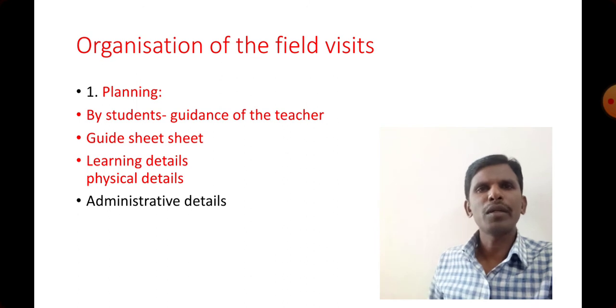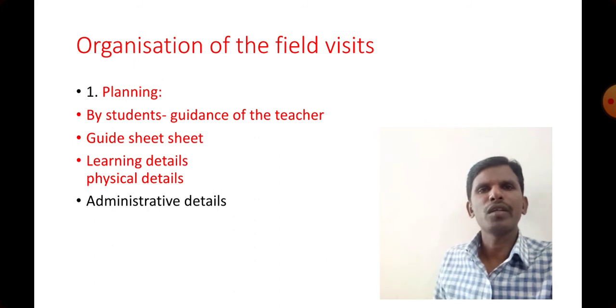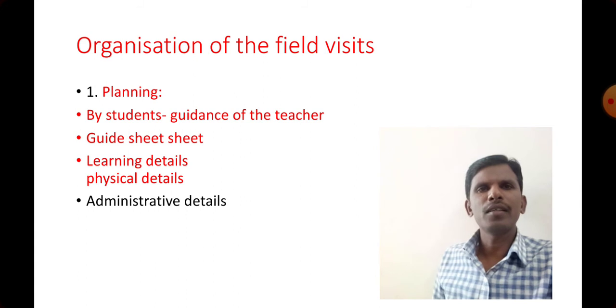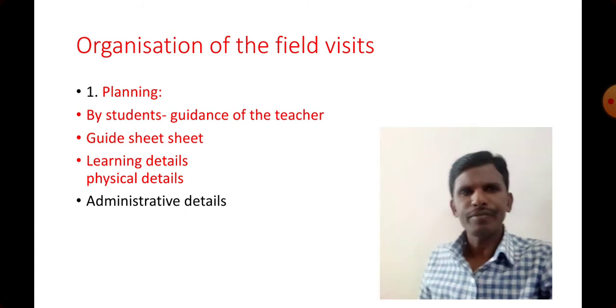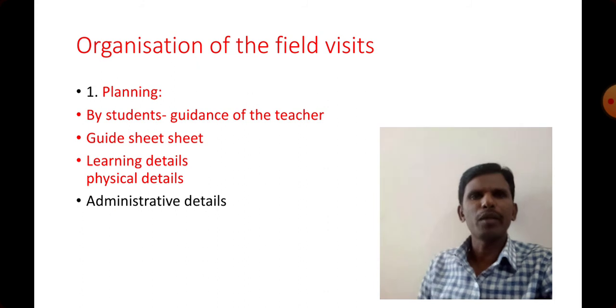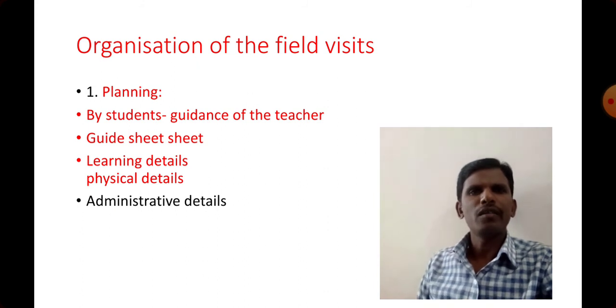So the planning must be done by the students, but the guidance should be given by the teacher by providing a guide sheet, which covers the topics to be learned, what physical resources are required, and what the administrative details are. The teacher has to provide the guide sheet with three types of details: one is learning details, second is physical details, third is administrative details. One by one we will learn what the learning details, physical details, and administrative details are.